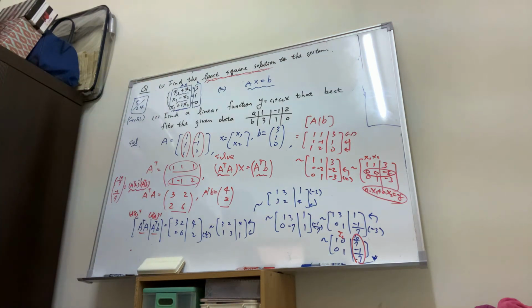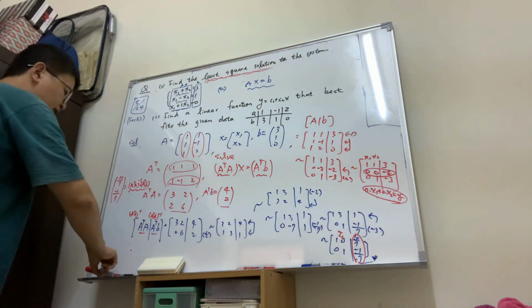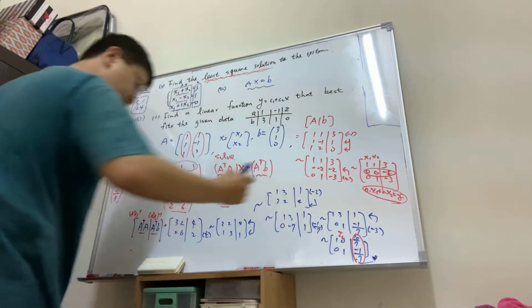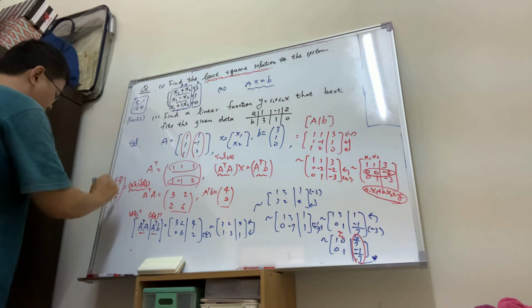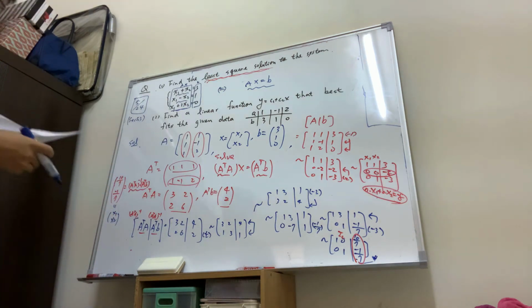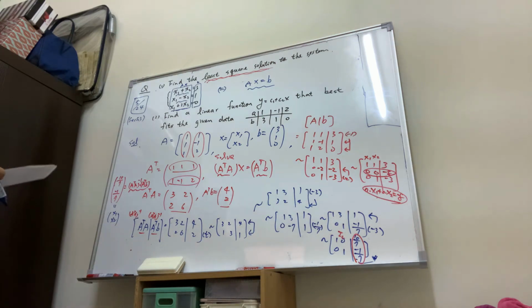This is the least squares solution. It's our x1 and x2. Okay, so that's the first question, and the second question is related to the first one.